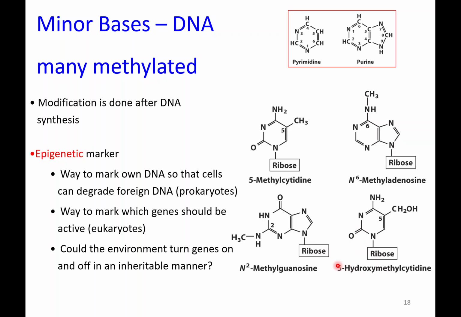You can also have another alteration of C, where you have a hydroxymethyl group, so a methyl group with an alcohol attached to it at that carbon 5 position. And then also N2 guanosine, which would be G. You can have a methyl group on this N2 that's on guanine. So that's some ways in which these can be methylated.